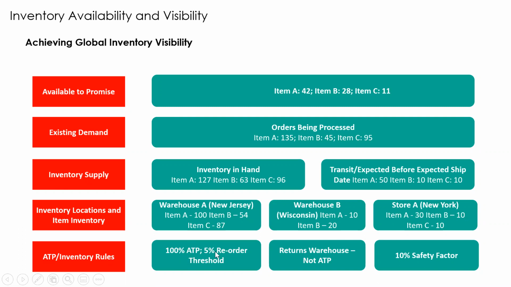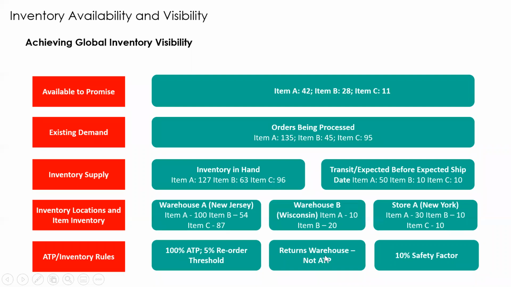There's a 5% reorder. That means when you reach, say, 475, when you have sold 475, that is when you reorder. When you have 25 items out of 500, you create a purchase order and do the reorder for that item.